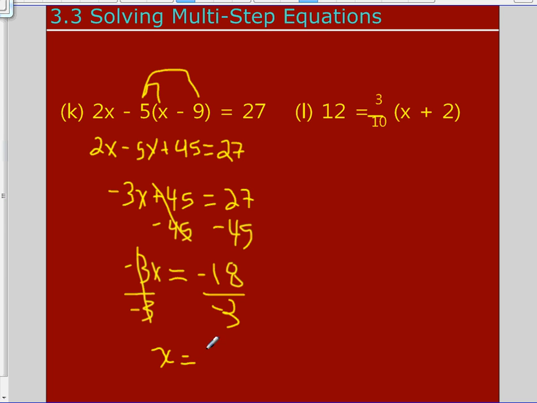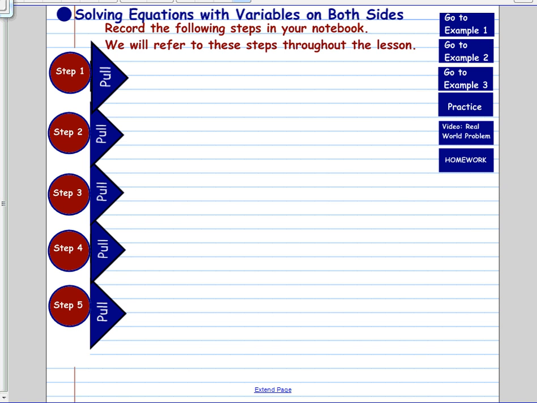Okay? So up to this point, we've been working with variables all being on one side of the equation, and it just equaling a number. Now today we're going to be talking about solving equations with variables on both sides, okay? So please record the following in your notebook. The steps really do help. It's very, very good to practice and get to know these steps.